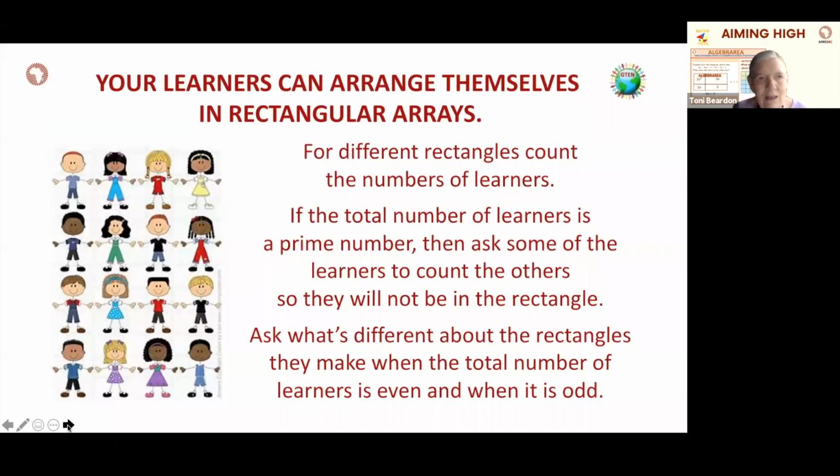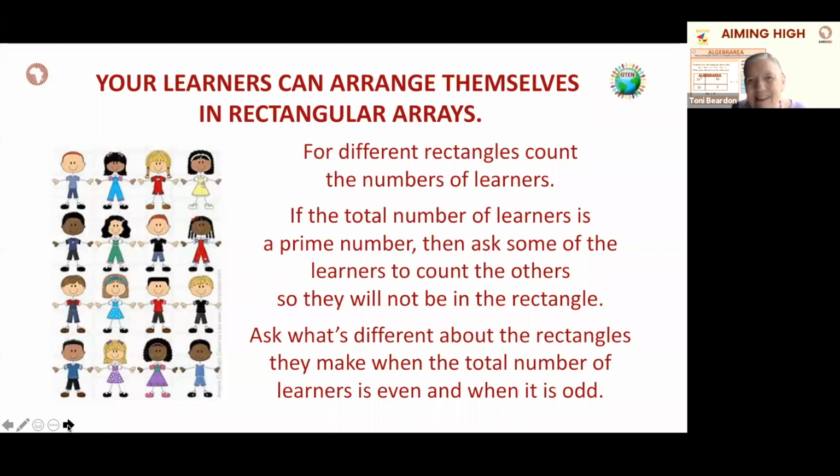Here you see, supposing you have got a group or a class of children, some or all of the children could be arranged in rectangles, and then you could count the numbers of rows and columns and find out how many children are in the rectangle, and you could also see that you could count, but you could also multiply the number of rows by the number of columns.